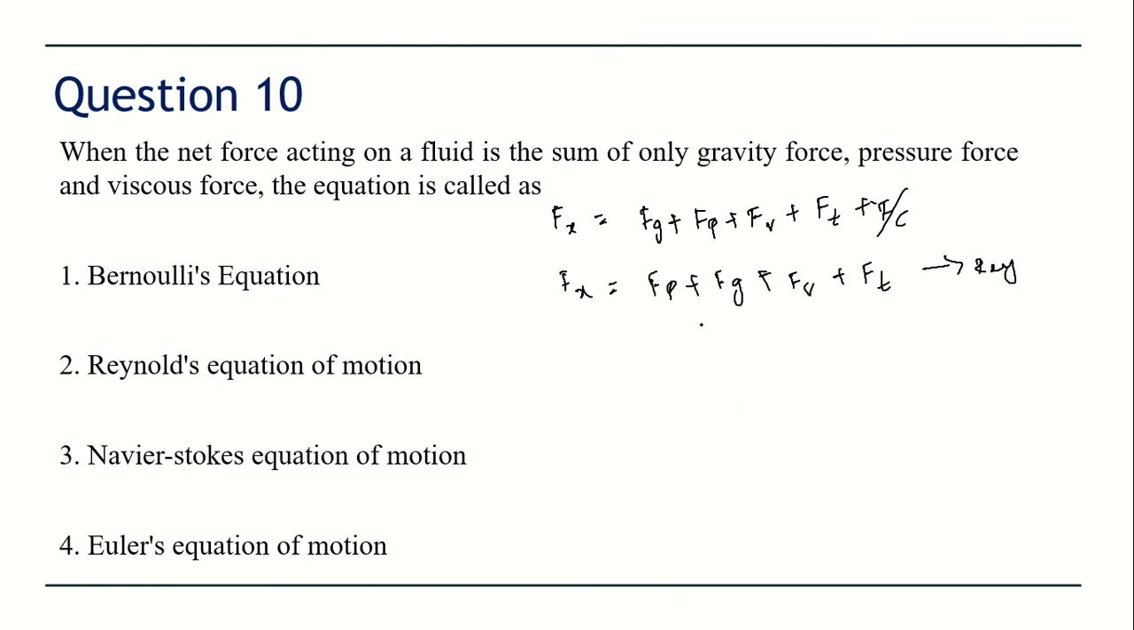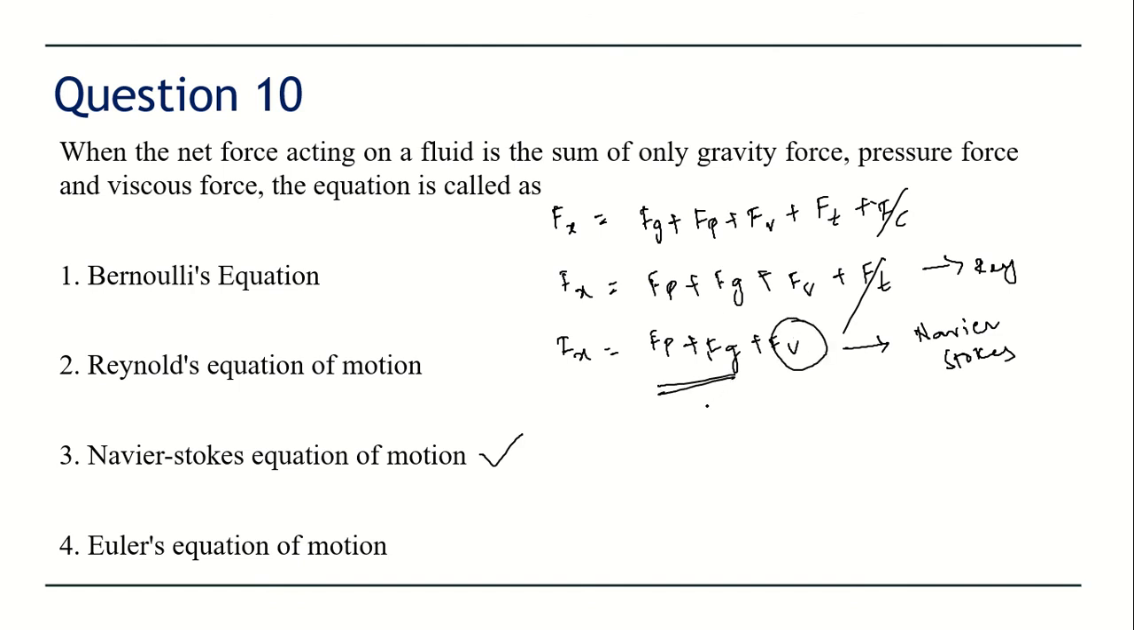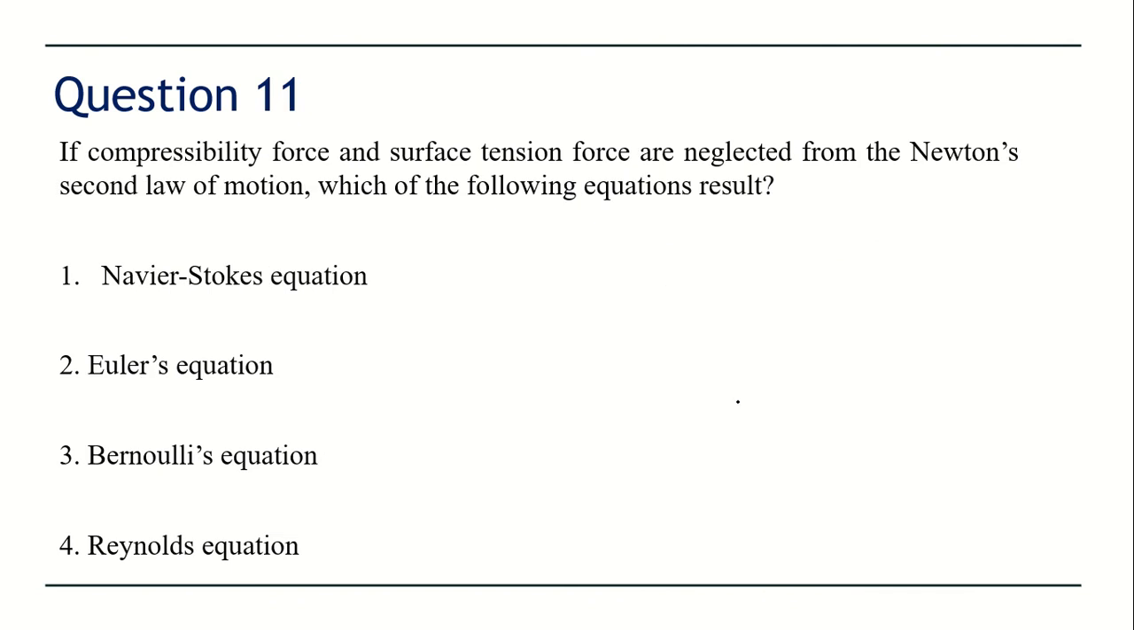And then if the force due to turbulence is negligible, meaning Ft is not there, then it is Fp plus Fg plus Fv. So that's what is asked in our question: gravity force, pressure force and viscous force. Such an equation is called the Navier-Stokes equation. So this is the correct answer. Further, if viscous force is also negligible, then we end up with gravity and pressure force, which is our Euler's equation of motion.